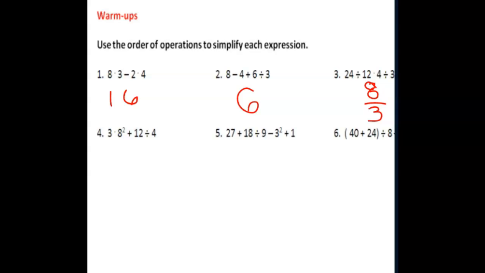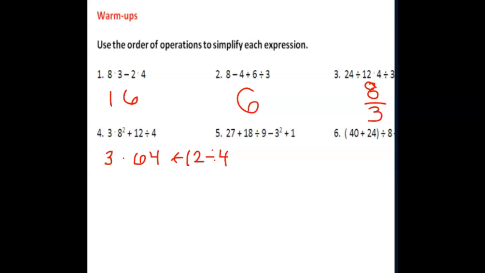And 4, we do parentheses or exponents first. So in this case, we're going to do 8 squared. So you have 3 times 64 plus 12 divided by 4.